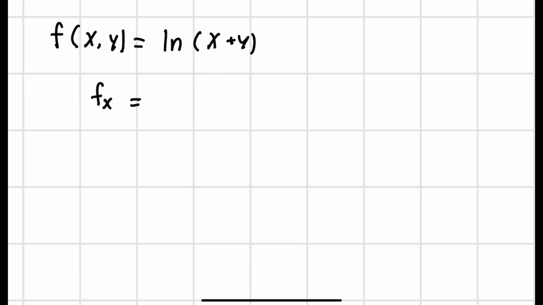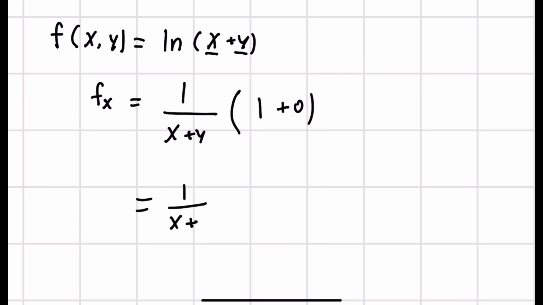In our next example, we have the derivative of ln x plus y. So let's find the derivative in respect to x first. So we have to apply the natural logarithm formula. So we have 1 over x plus y times the derivative of the inner function in respect to x. So the derivative of x in respect to x is equal to 1, and the derivative of y in respect to x is equal to 0. So that gives us 1 over x plus y.